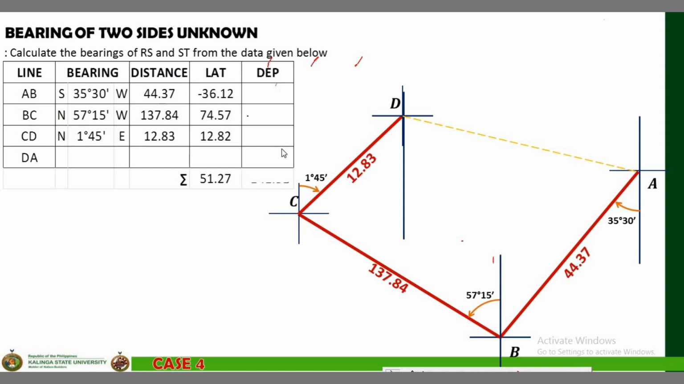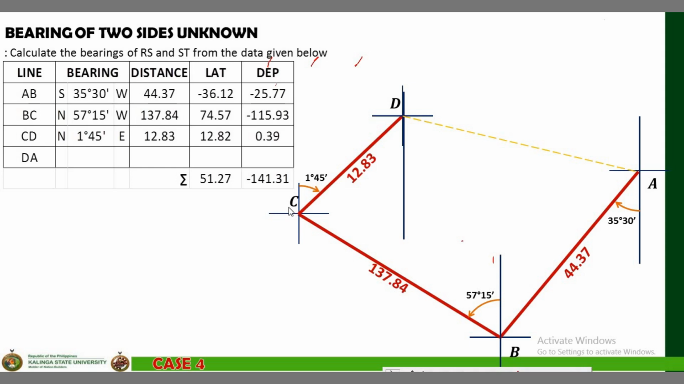Then, for the departure. How do we get the departure again? Distance multiplied by the sine of your bearing. So, the departure of AB is negative 25.77 because it is west. BC is negative 115.93, again west. CD is equal to 0.39, positive because it is east. Now, if we take the sum of these departures, that is equal to negative 141.31.